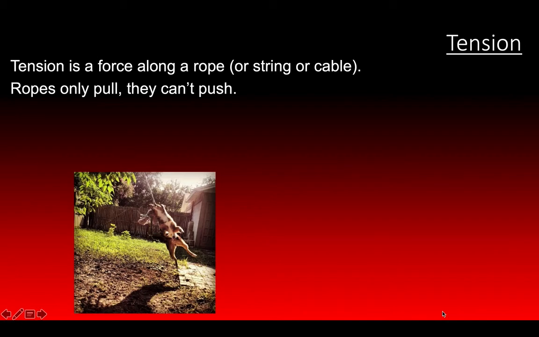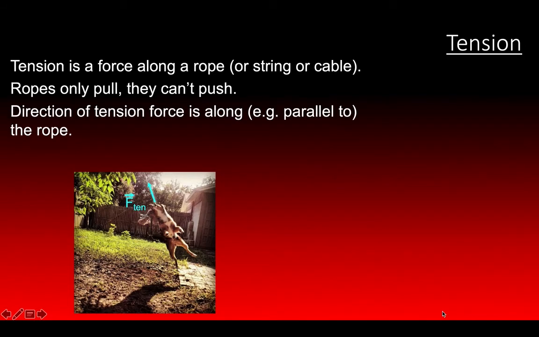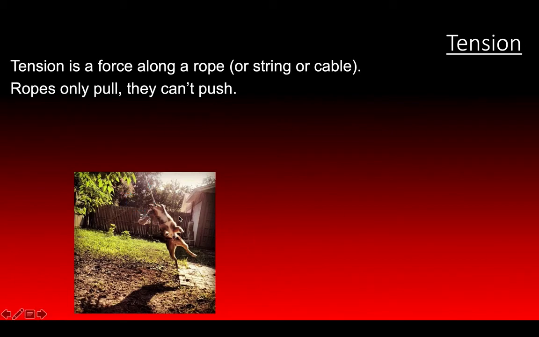The first principle involves the direction of the tension force. And that is, the direction of the tension force is always going to be along the rope. Or in other words, the direction of the tension force is always going to be parallel to the rope. So in this picture, there is a dog biting onto a rope, and that rope is pulling on the dog.